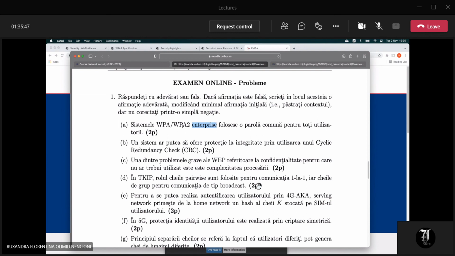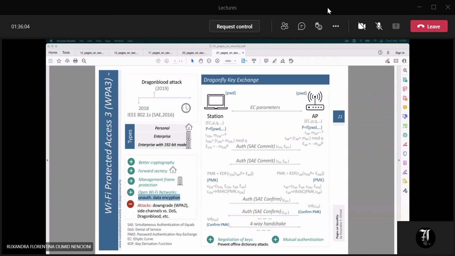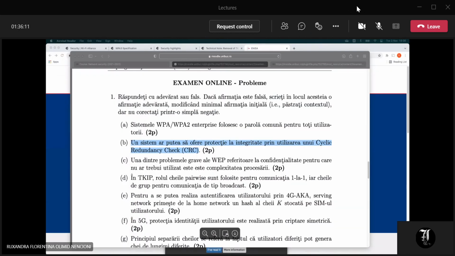Okay, perfect. B: a system is giving integrity protection by using a CRC, a cyclic redundancy check. Is this correct or incorrect? It's false. Okay, why? How can we make it right?